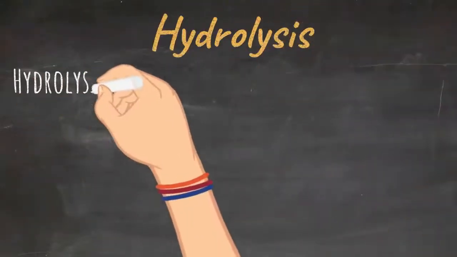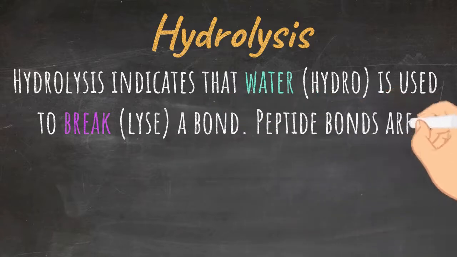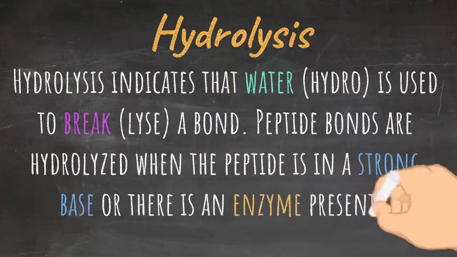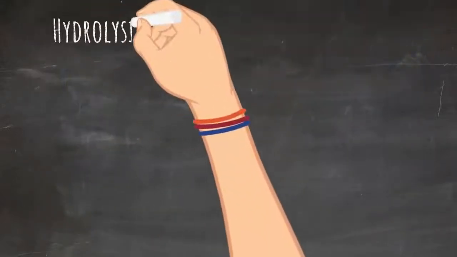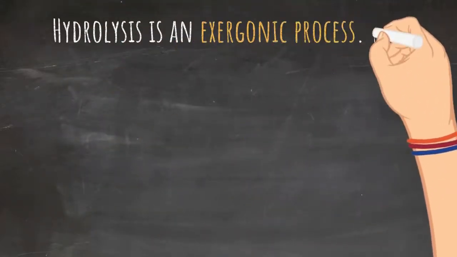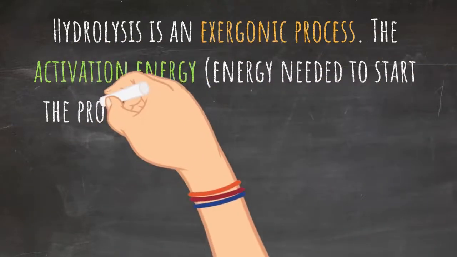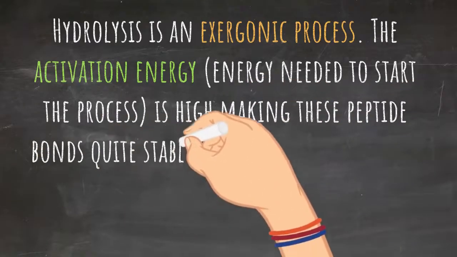Hydrolysis indicates that a bond is broken up with water. So if you break down the words, hydro stands for water and lysis stands for breaking. Peptide bonds are hydrolyzed when the peptide is in a strong base or there is an enzyme present. Hydrolysis is an exergonic process, meaning that it releases energy. The activation energy, so the energy that is needed to start this process, is high, making these peptide bonds quite stable with a slow breakdown.